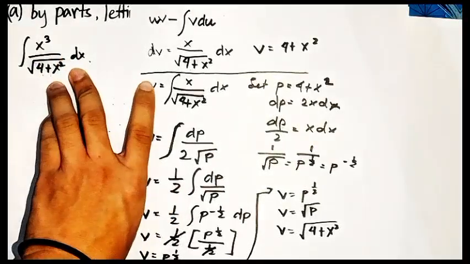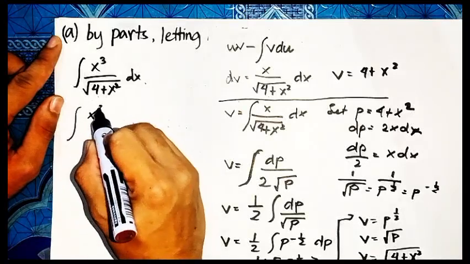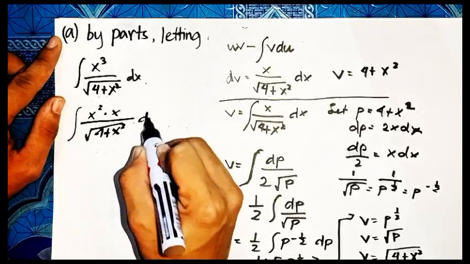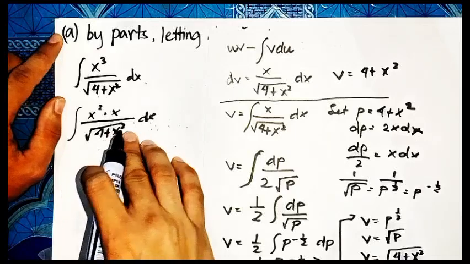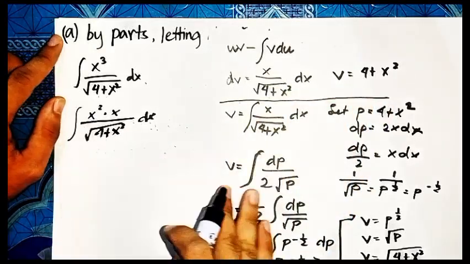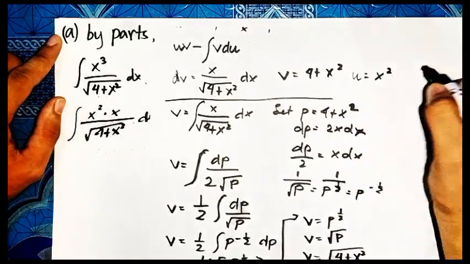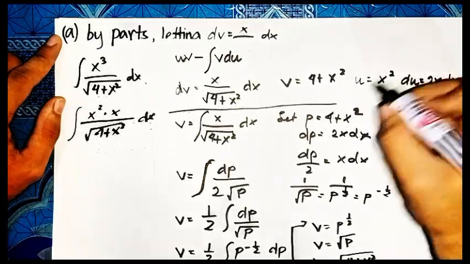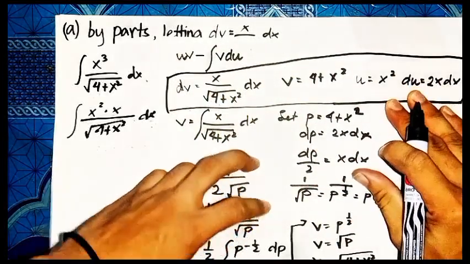problem. This equation is the same as x squared times x over the square root of 4 plus x squared dx. Since our dv is x over the square root of 4 plus x squared, we have x squared, right? So we're going to let that x squared be u. So our u is x squared, and our du, the derivative of x squared, is 2x dx. Now let's use this and substitute into our formula.